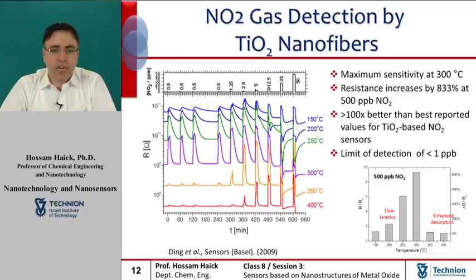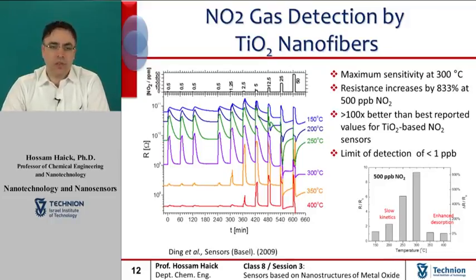Another example of nanofiber sensors that are made of semiconducting metal oxides is presented on the screen. In this example, a typical electrospinning procedure was used to fabricate the nanofiber titanium dioxide gas sensors. These sensors operate at elevated temperatures of around 300 or 400 centigrade, where gas adsorption and desorption processes modify the surface conductivity.